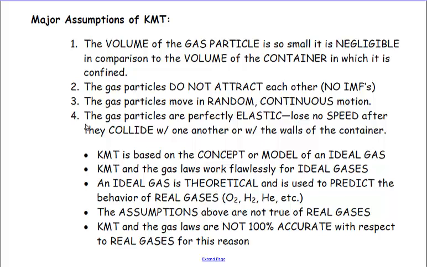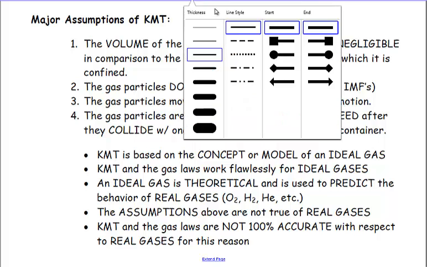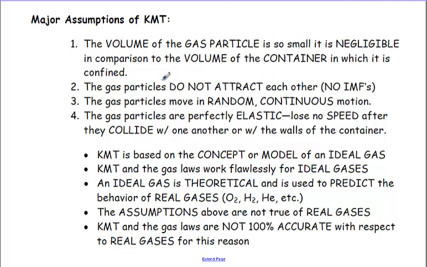The gas particles are perfectly elastic, and they lose no speed after they collide with one another or with the walls of the container. Okay, the KMT is based on the concept or model of an ideal gas. So what is an ideal gas? We need to look at that. An ideal gas is something that is theoretical, and it's used to predict the behavior of real gases, such as oxygen or hydrogen or helium. Remember, diatomic elements, those are gases.